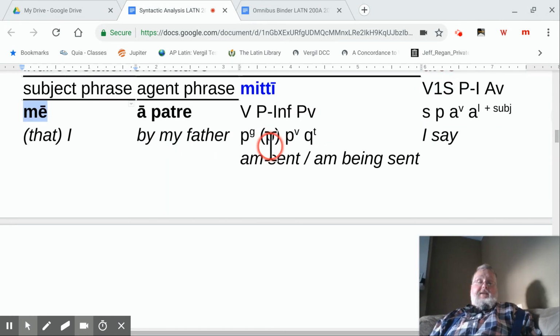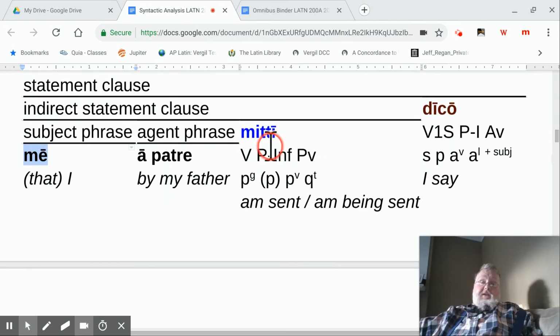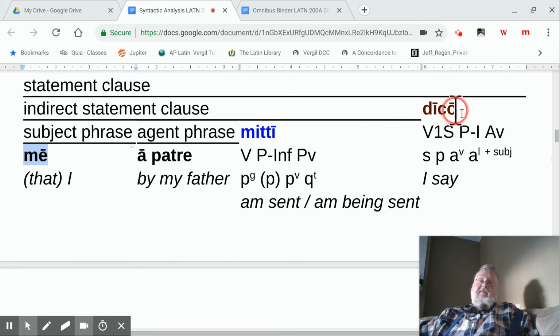So indirect statement clauses, this is why we're doing this, because indirect statement clauses are number one goal, and they're very common in Latin. So we're not going to hold off. We're going to get into it early. When you have the head verb and the infinitive, you always get your tense from the head verb. So present tense here, present tense. That's why it's in parentheses there.